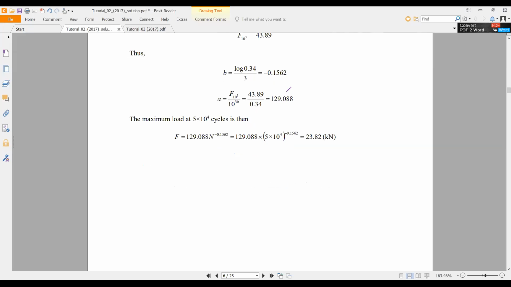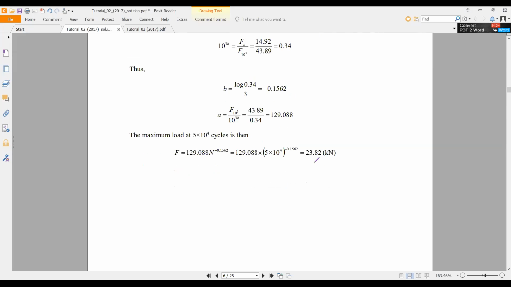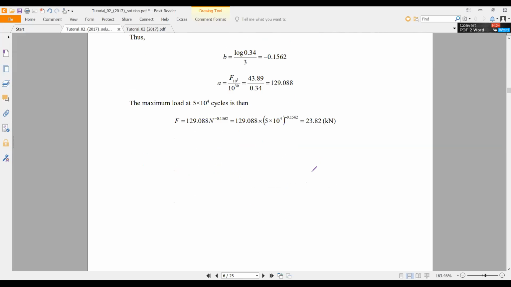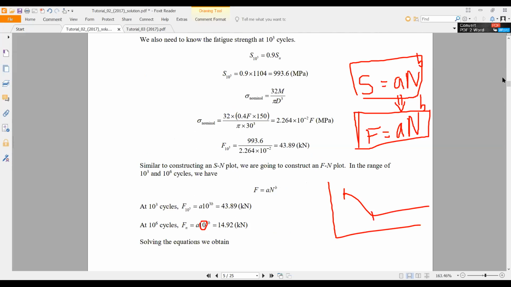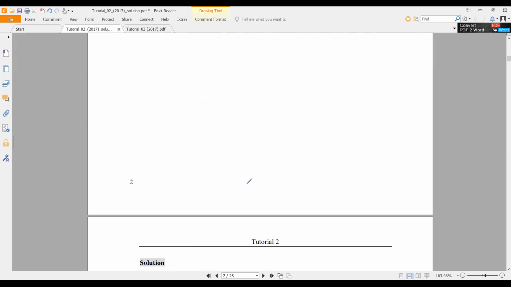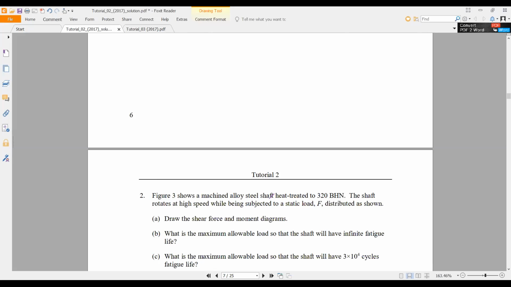Then you have the equation. If you know the a and b, you have the equation. What you need to do? Substitute the number of cycles here, then you will get the F value. That's all. So I hope you understand that third part as well. So any questions? In these questions, we discussed 3 parts. So I hope you don't have any questions about those questions.